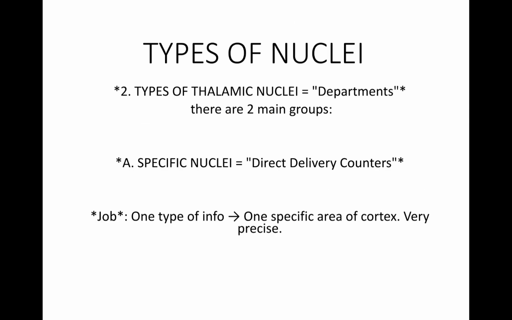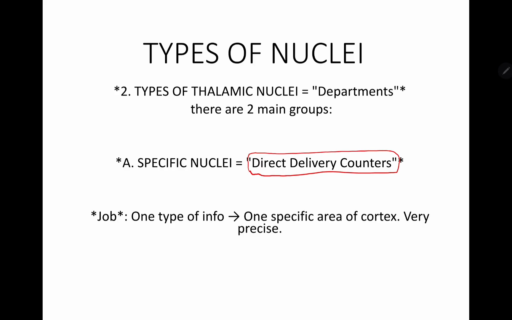Now, types of nuclei. So two types of thalamic nuclei are present here, two main groups. First is the specific nuclei and the other one is the non-specific nuclei group. In the specific nuclei group, the specific nuclei are the direct delivery counters.